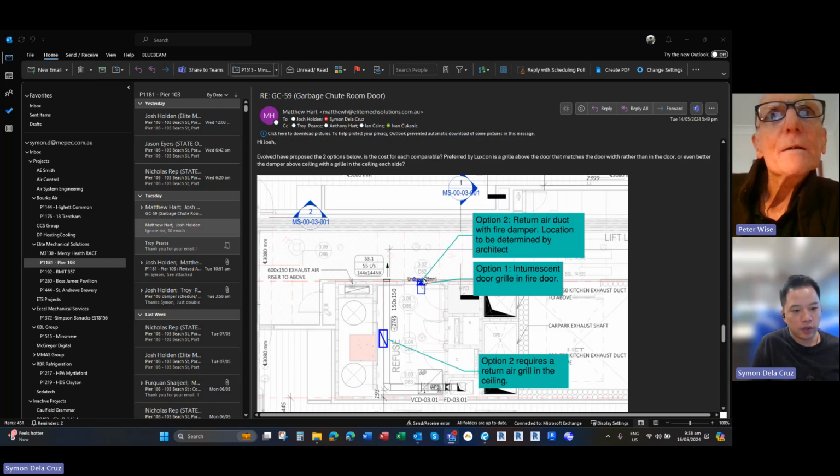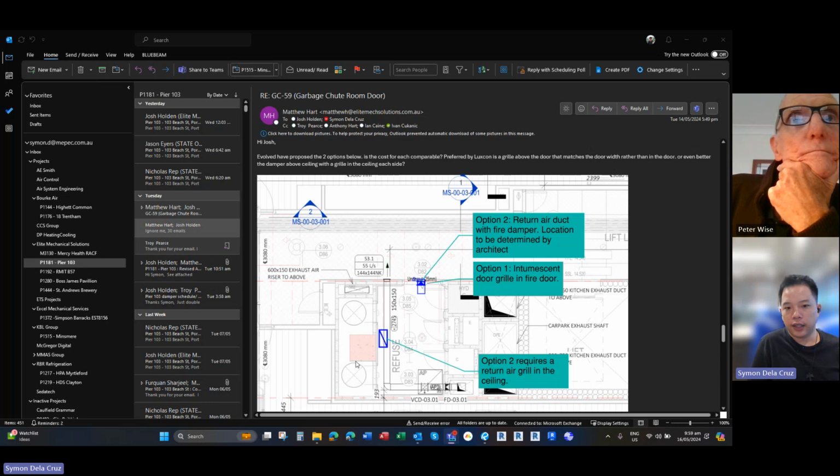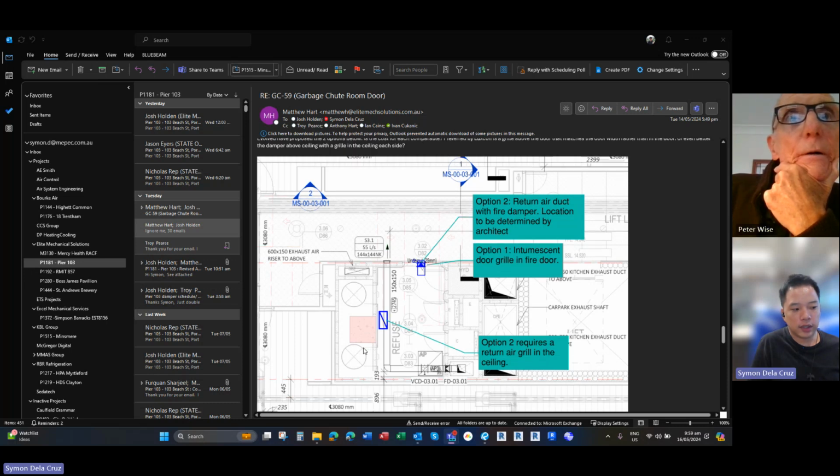So this is the problem. They now want to have a return air grille. We determined that each garbage chute has a fan with 80 liters per second total capacity. So what I assume is that it will only be at 80 liters, because if it's 80 and 80, the total is 160, but the garbage chutes will not be open at the same time. So just assume the minimum, the 80.